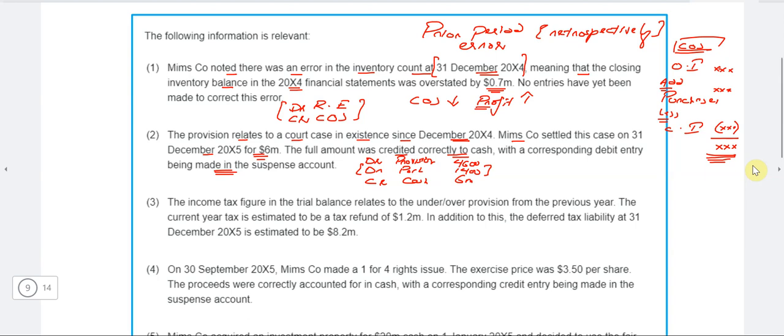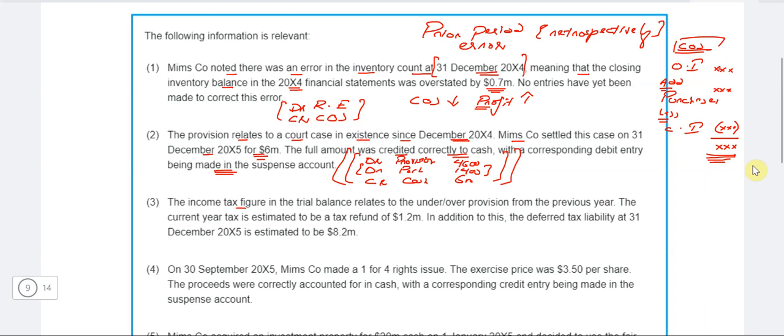So the error was the full amount was credited to the cash with the corresponding debit entry being made in the suspense account. That means they only passed the credit entry and there was no debit entry they have made. So this is how we need to correct it. This is the correct entry to be made.